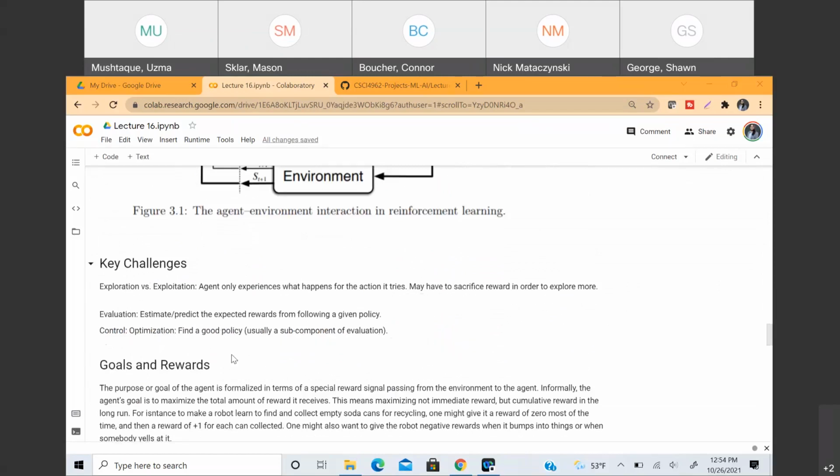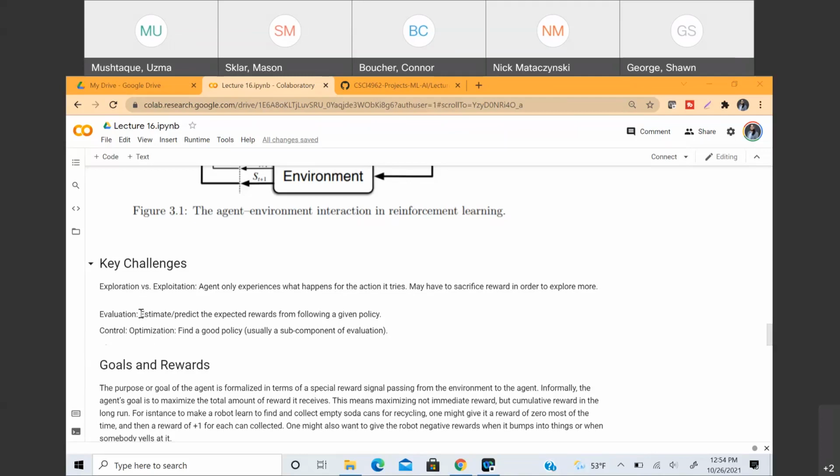Exploration versus exploitation. The agent only experiences what happens for the action it tries. So it may have to sacrifice reward in order to explore more. Like the agent was getting some reward right now, and it ignored it because it thought it would get more value later on. That's what the optimization problem needs to do. It has to balance both, right? So there are some challenges.